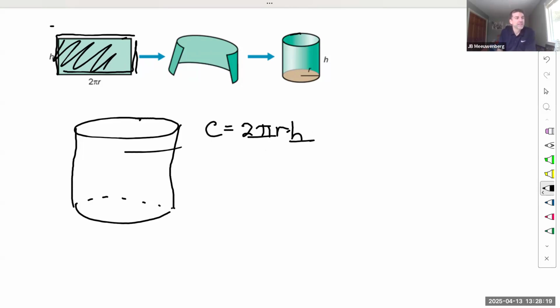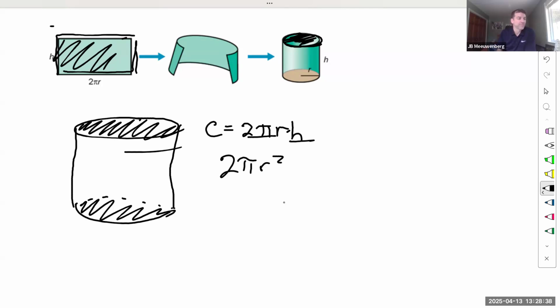We then need to calculate the area of the circle, right? We need to calculate the top and we need to calculate the bottom. There are 2 of those. They're both the area of the circle. And so how do we calculate that? Pi r squared. And because there are 2 of them, we'll double it.